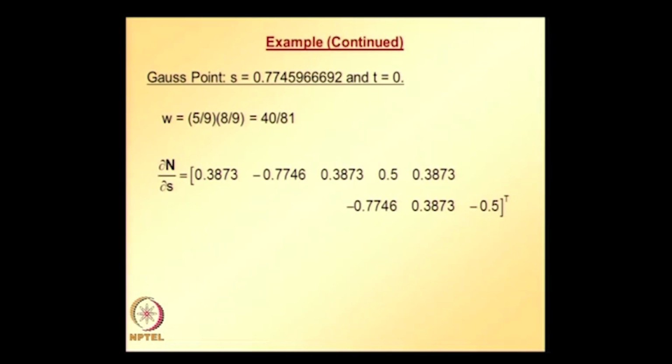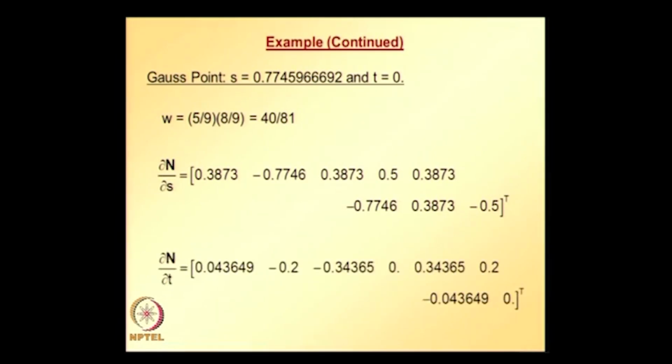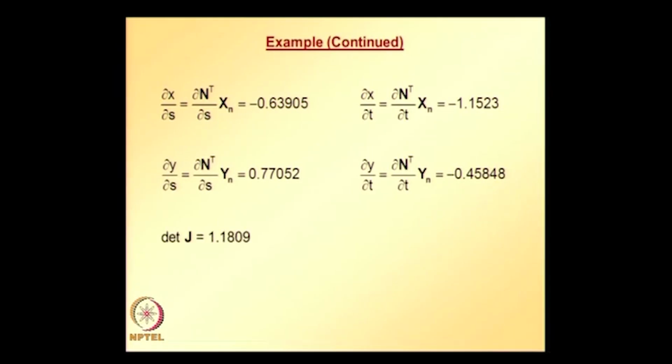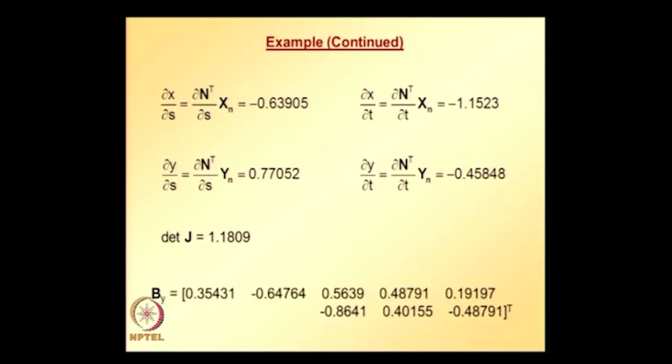This is the derivative of the shape function with respect to s, and the shape function derivative with respect to t, and once we have this information we can easily calculate the derivative of x with respect to s, x with respect to t, y with respect to s, y with respect to t. And then the determinant of J, then the B vector, all this follows mechanically once we get the information about point and weight.